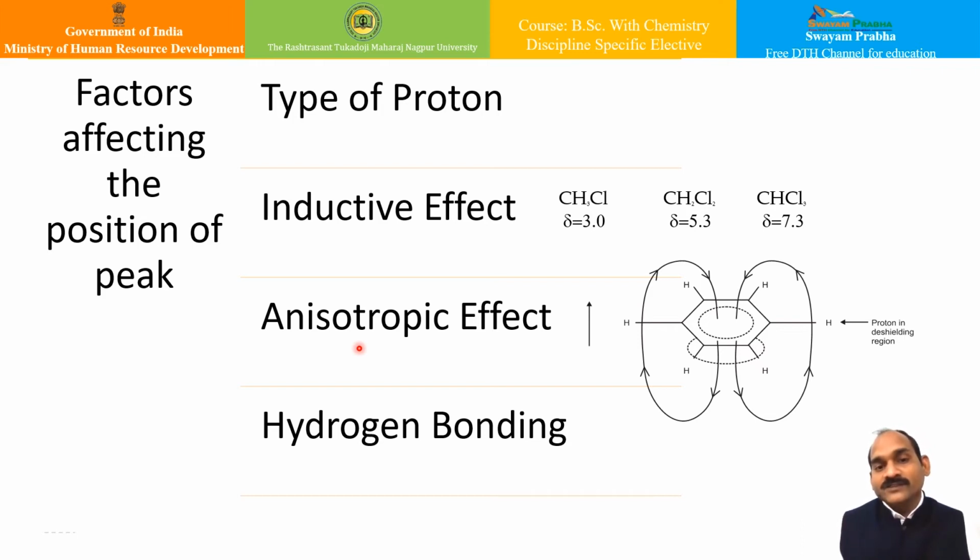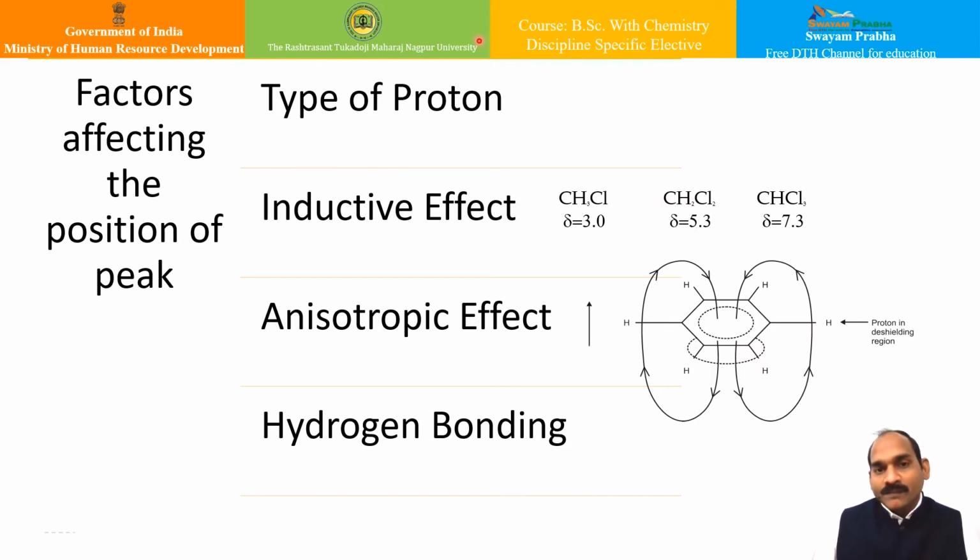In case of the inductive effect, if an electron-withdrawing group is present near the proton, it pulls the electrons, and therefore de-shielding of the proton takes place. Such a proton resonates at lower frequency, and therefore a higher chemical shift takes place. Take the example of methyl chloride, dichloromethane, and chloroform. You can expect chemical shifts of 3, 5.3, and 7.3 respectively.